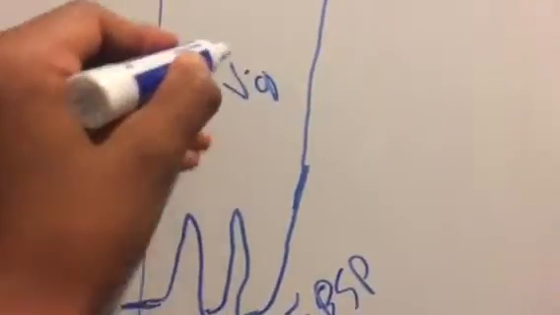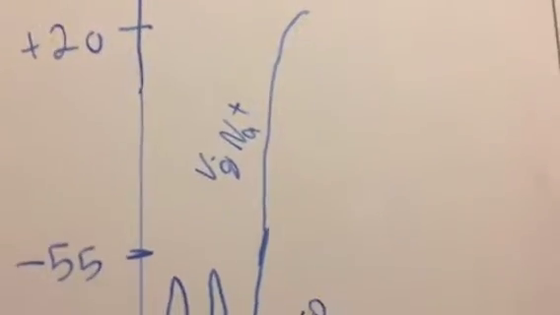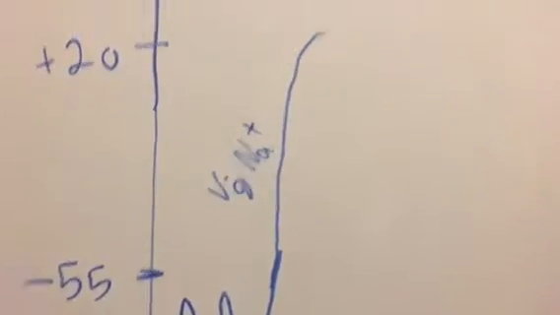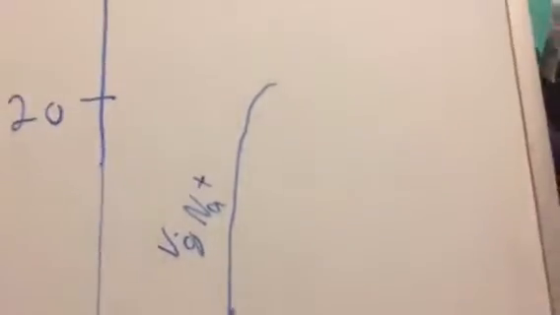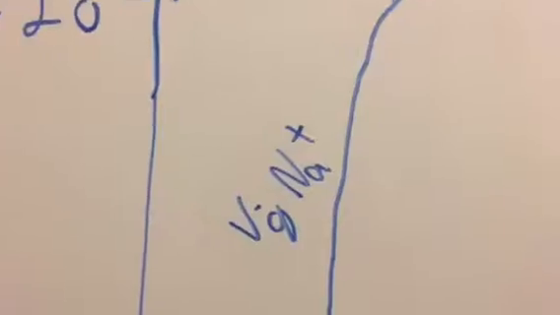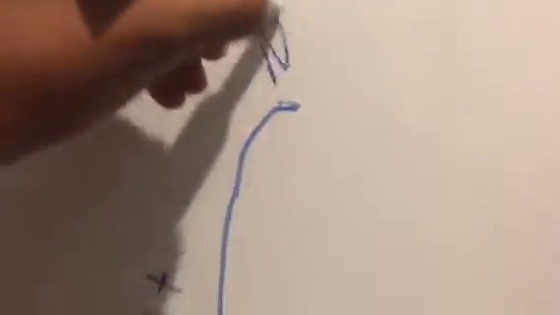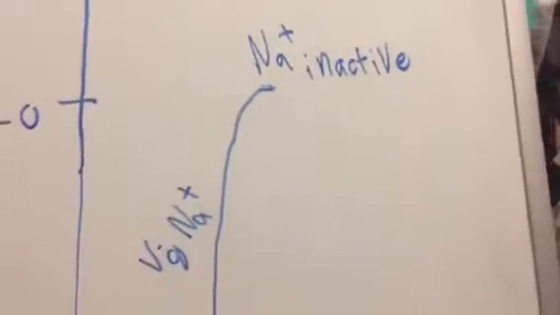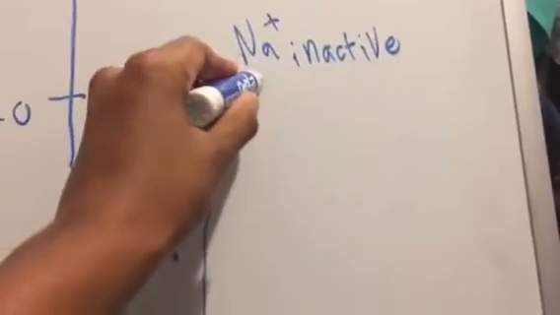All my voltage gated sodium channels, so I'm going to put voltage gated Na plus, open and let all the sodium in that usually couldn't get in because of the membrane permeability. That makes it positive, so instead of being negative, it goes all the way to positive. Right at the top, these voltage gated sodium channels inactivate. So I'm going to put Na plus inactivates, inactive. So it can't open no matter what. It's different from being closed.